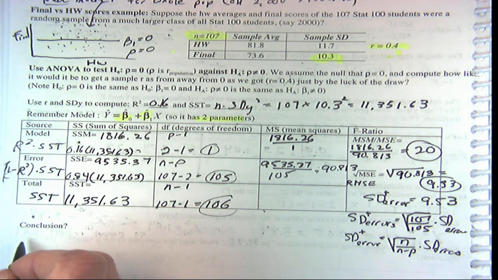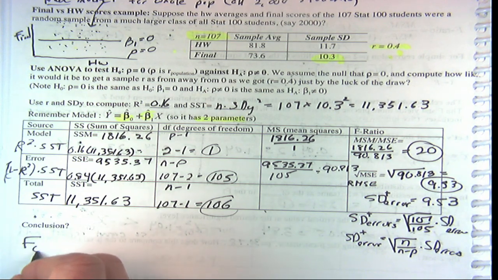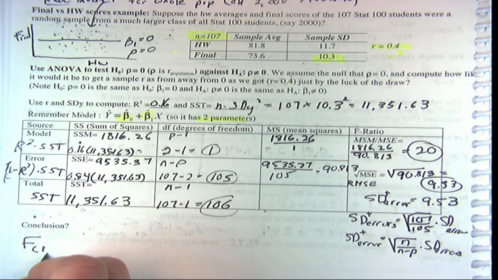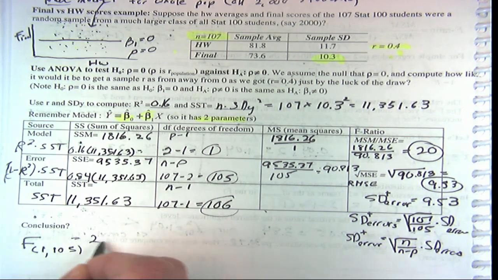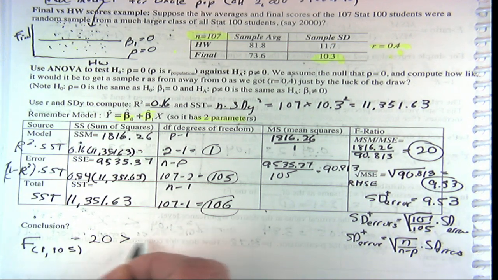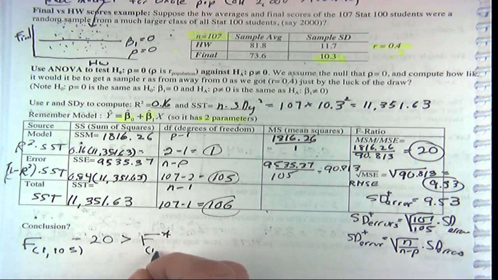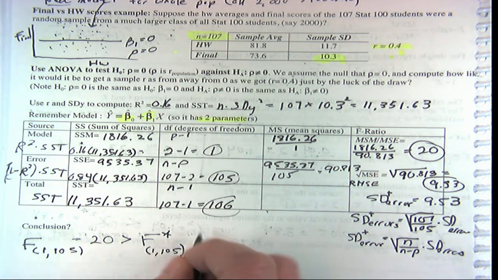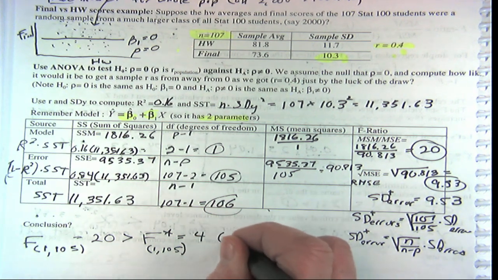Our F with 1 degree of freedom in the numerator and 105 was equal to 20, and that's much greater than F star with 1 and 105, which was equal to 4 using the table.